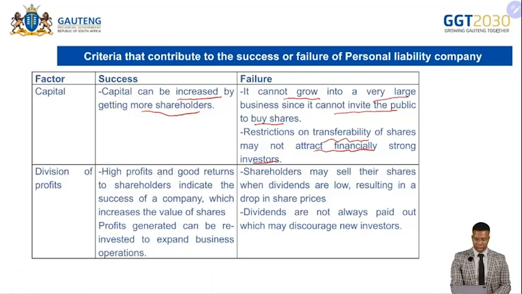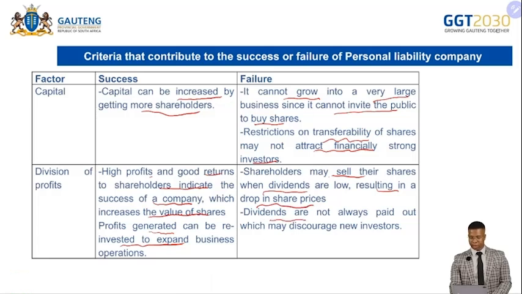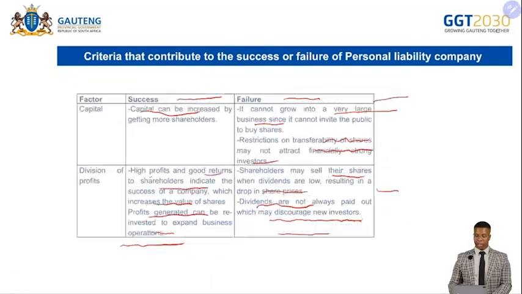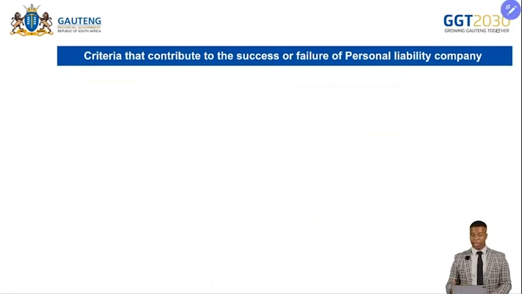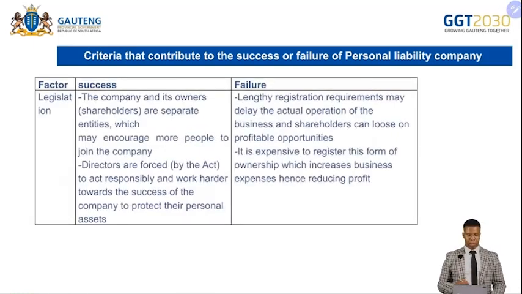Then division of profit: high profits and good returns to shareholders indicate success of the company, which increases the value of the shares, and profit generated can be reinvested to expand the business operation. Shareholders may sell their shares when dividends are low, resulting in a drop in share prices, and dividends are not always paid out, which may discourage new investors. So as I'm saying, some aspects are similar, especially when you are looking into private, public, and personal liability companies.